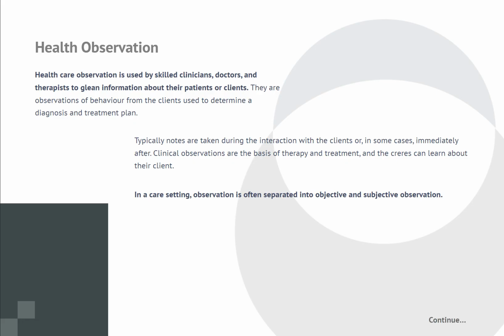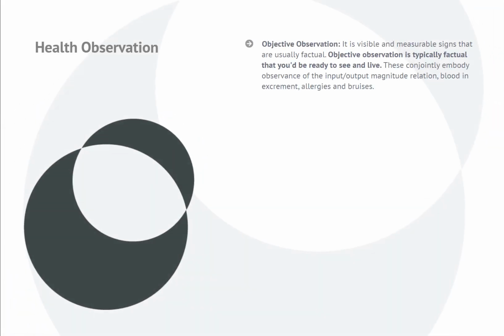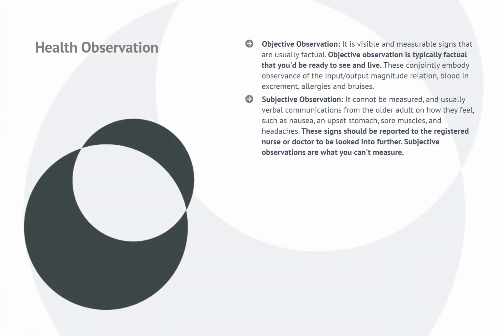In a care setting, observation is often separated into objective and subjective observation. Objective observation: it is visible and measurable signs that are usually factual. Objective observation is typically factual that you'd be able to see and measure. These can include observation of input or output ratio, blood in excrement, allergies and bruises.